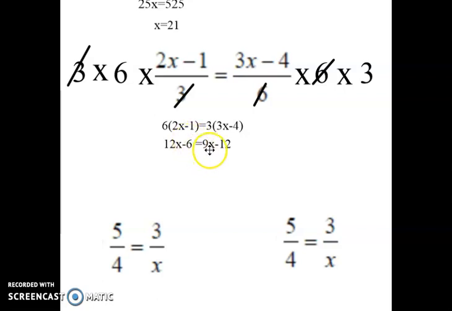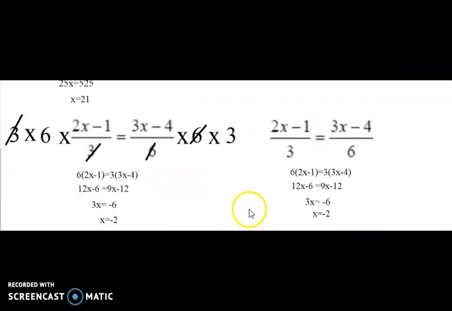Simplify, bring the x's to the same side, so that will leave me with positive 3x, and add 6 here, I'll have minus 6. Divide by 3 here, divide by 3 here, x is equal to minus 2. Now one of the rules said, if there's a singular fraction on the one side and a singular fraction on the other side, I may cross multiply, but only if it is a single fraction and a single fraction.